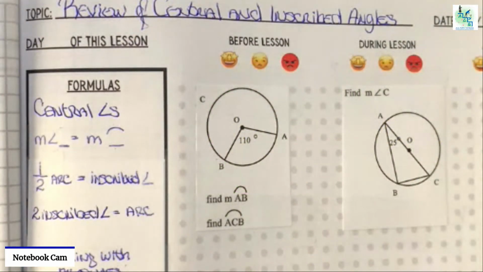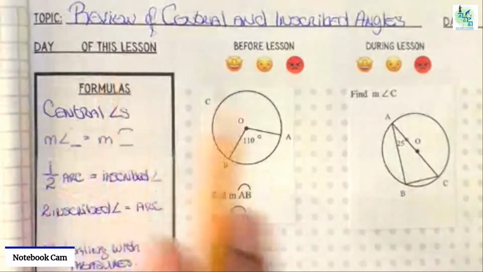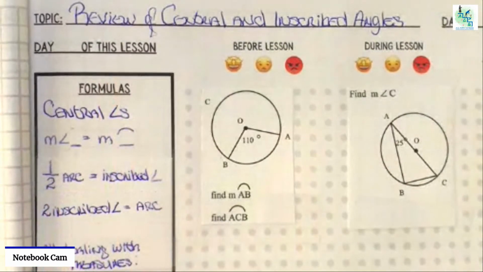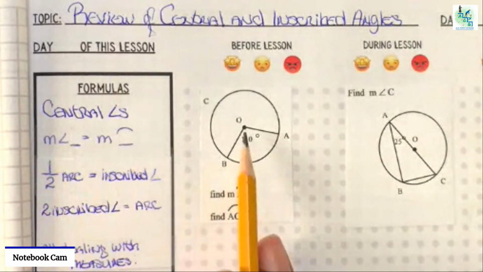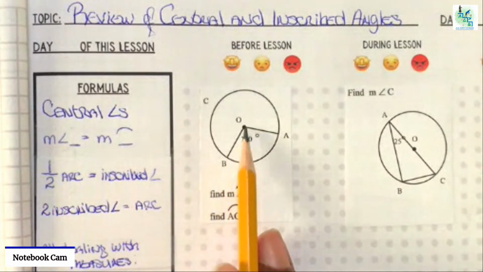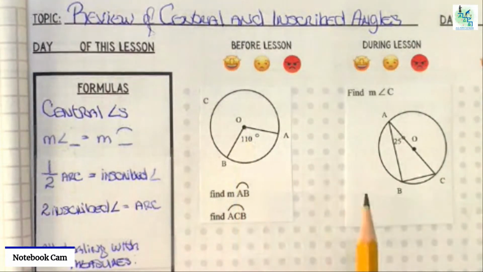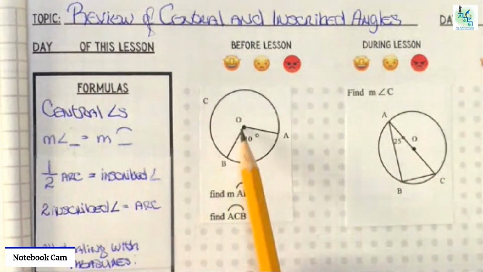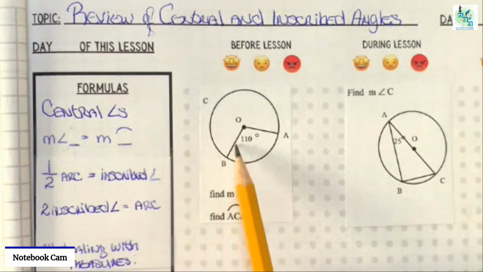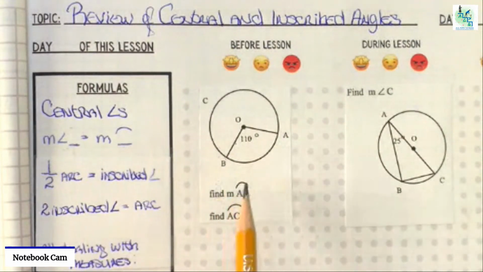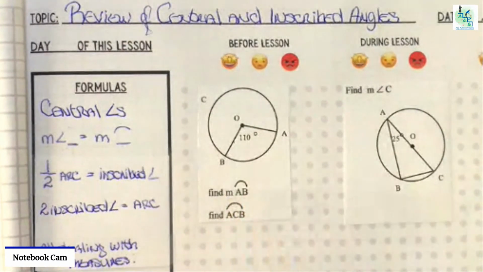So first off, we have a review of central and inscribed angles. With the central angle, the vertex is at the center of your circle. So if your vertex is at the center of your circle, that means the measure of this angle is equal to the measure of the arc, not the arc length, the measure of the arc. A lot of people generally get that wrong.